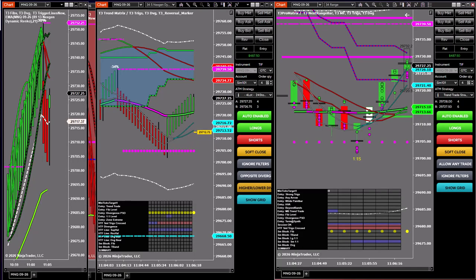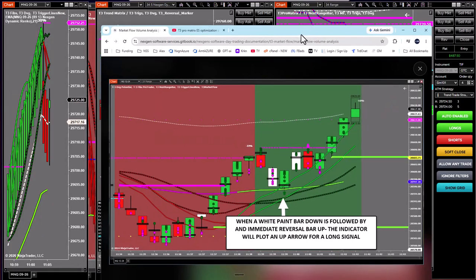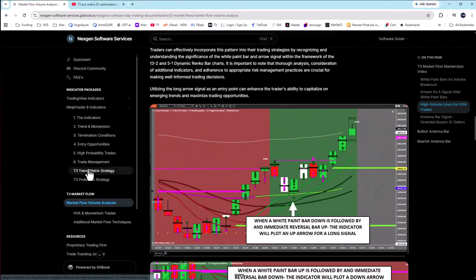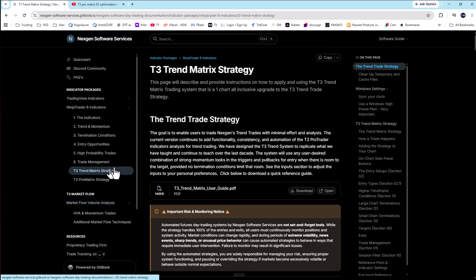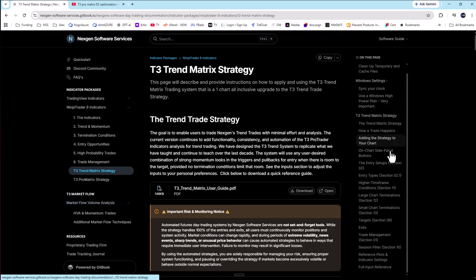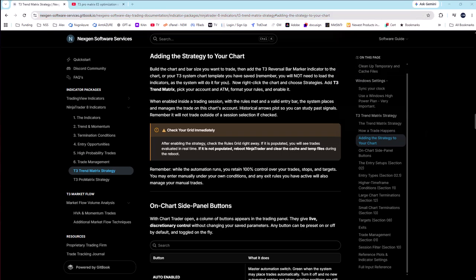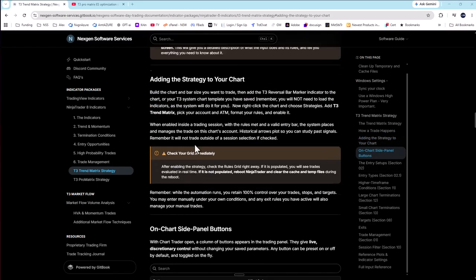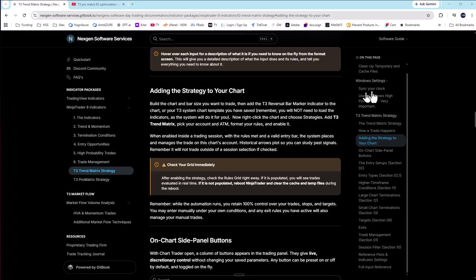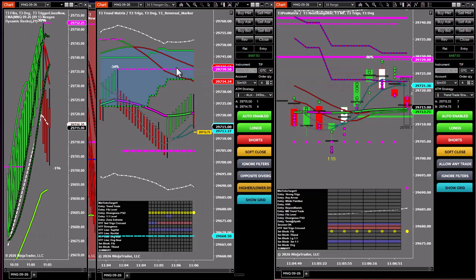Crypto farmer: Hi, how do I load the trend trader on my 34 chart? There's directions again. I know nobody wants to read directions, but just so you know where they are. Okay, crypto, hang on. Trend matrix. And then you come over here on the right side and say adding the strategy to your chart. So I'm going to give you a reply with that. So build your chart.